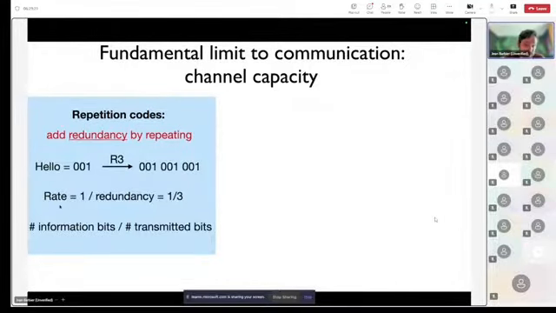In this case, the rate is a third. Why? Because for every bit that you want to transmit, let's say the first 0, you had to repeat it 3 times. So you need to pay the price of sending 3 bits to communicate only 1 of information. So the rate is 1 over the redundancy, a third. It's the number of information bits divided by the number of transmitted ones.